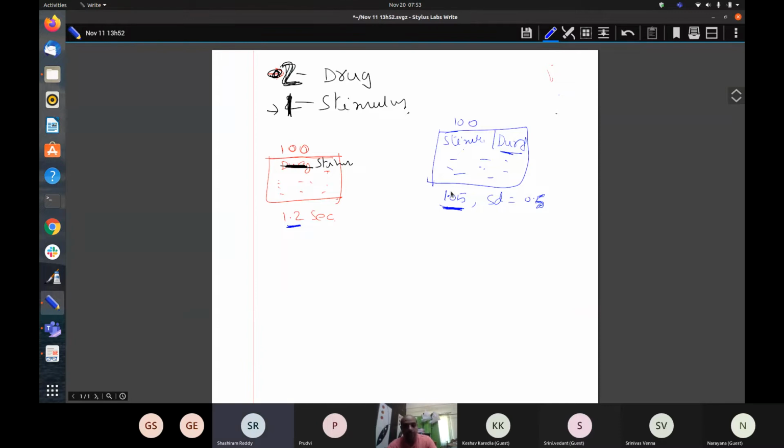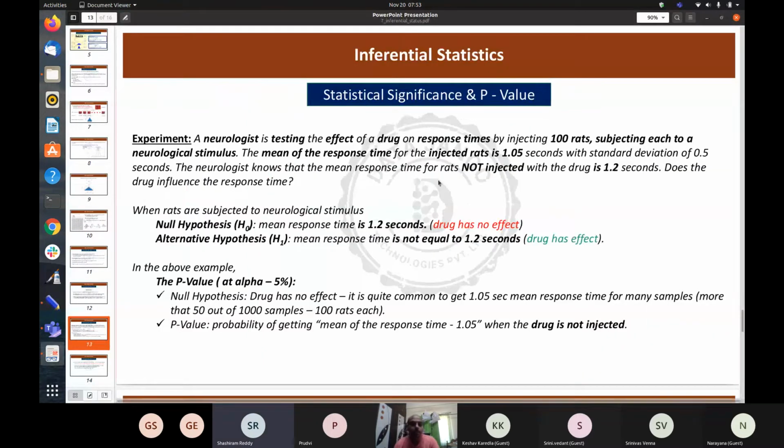Yeah, there is an increase, right? So we need to see whether the new outcome is significant or not, or the drug is significant or not. In this total experiment, stimulus is common. I said the circumstances or environment, right? Environmental conditions. The old environment, only stimulus. In the new environment, stimulus plus drug.